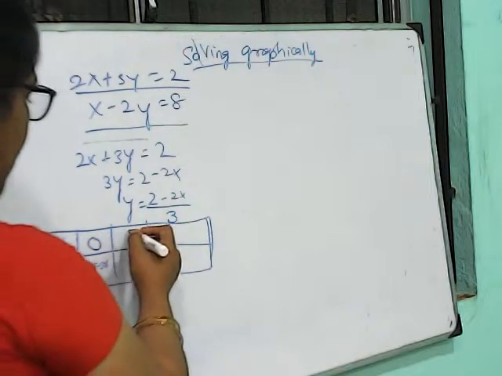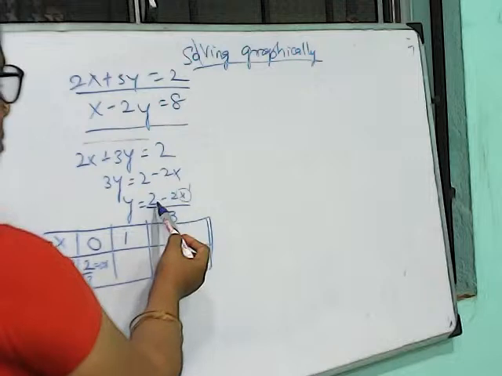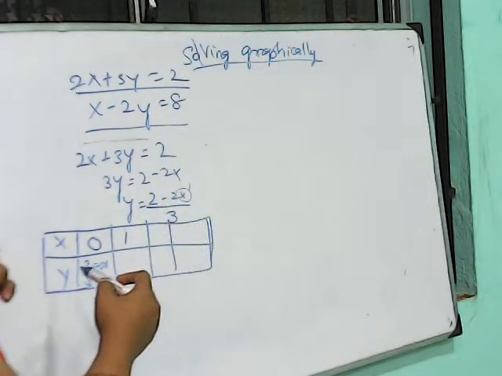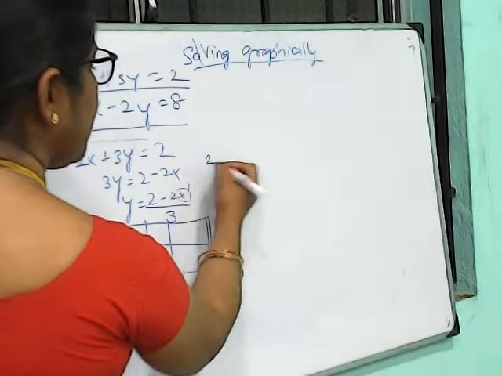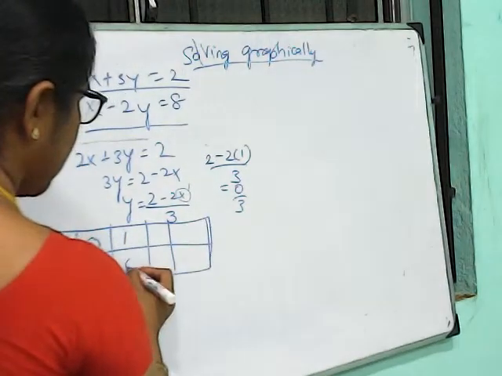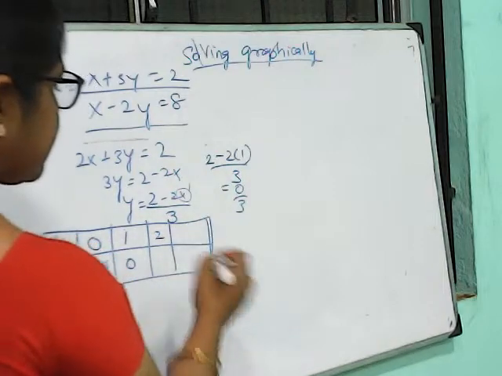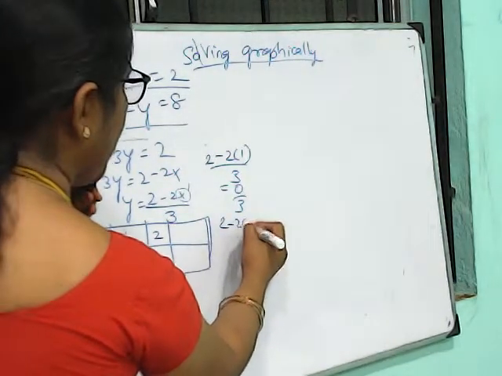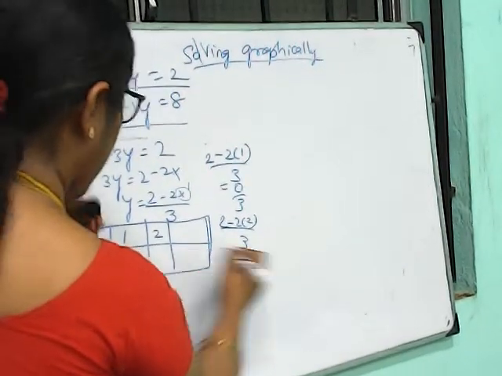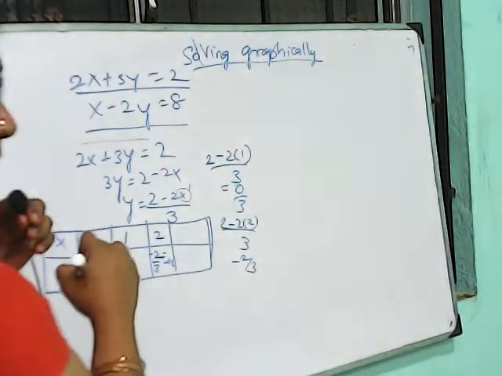Okay, next 1. Wherever you have x, if we put 1, 2 minus 2 into 1 is 2 minus 2, it is 0. I will do the calculation and show you. 2 minus 2 into 1 by 3 which is 0 by 3. So for 1 it is 0. Okay, next value we will take 2. So 2 minus 2 into 2 by 3. 2 minus 4 by 3 which is minus 2 by 3. So minus 2 by 3 will be minus 0.6.